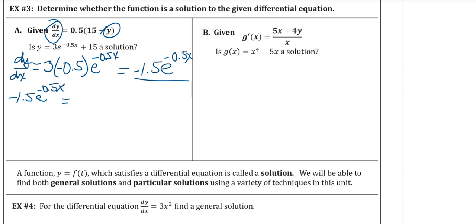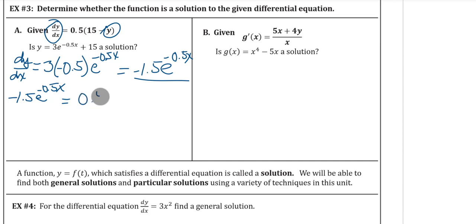So is that the same as saying 0.5 times (15 minus 3...? I better use brackets here, because I'm going to have a double parenthesis. Now I lost myself. Sorry, let me start over here. That's the left-hand side, and then I have my 0.5 there.